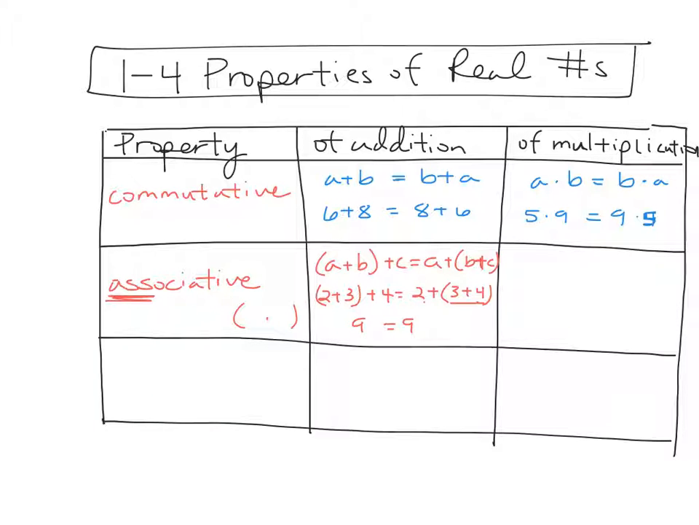All right? Same goes for multiplication. I can do (A times B) times C, and that will equal A times (B times C). Okay? So if I put numbers with that, (2 times 3) times 4 should equal 2 times (3 times 4).